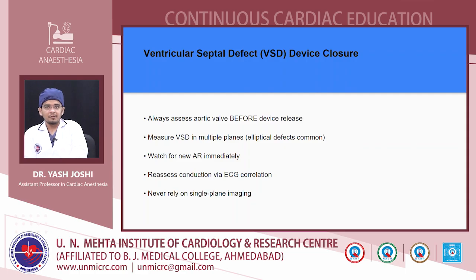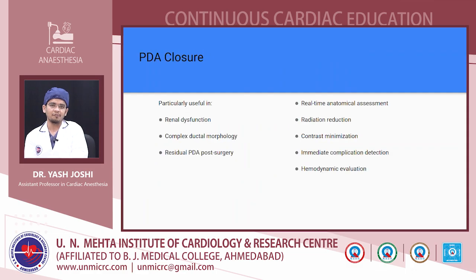Now, in this VSD device closure, one should always assess the aortic valve and the tricuspid valve before the device closure. One should quantify whether there is AR or TR before the procedure. One should measure the VSD in all planes and views. One should check for any tiny muscular VSD which might not be visible on the transthoracic echo. One should watch for new AR after the deployment of the device, and one should check the conduction system after the device via ECG.